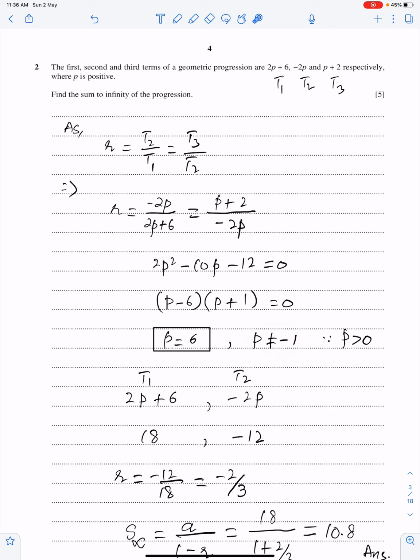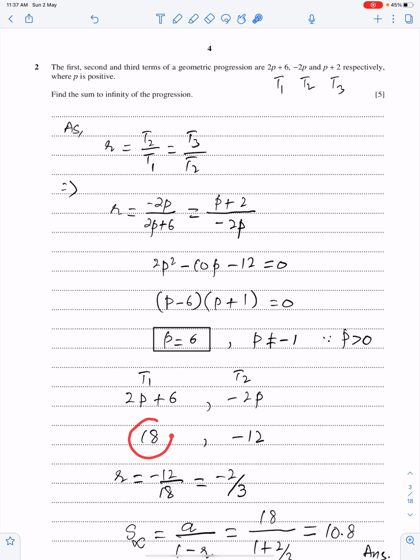By substituting this 6 here and here, we have the first term and second term of this GP. And you know, R is T2 upon T1. So T2 is minus 12 and T1 is 18. Therefore, R is minus 2 upon 3. And this is the first term.